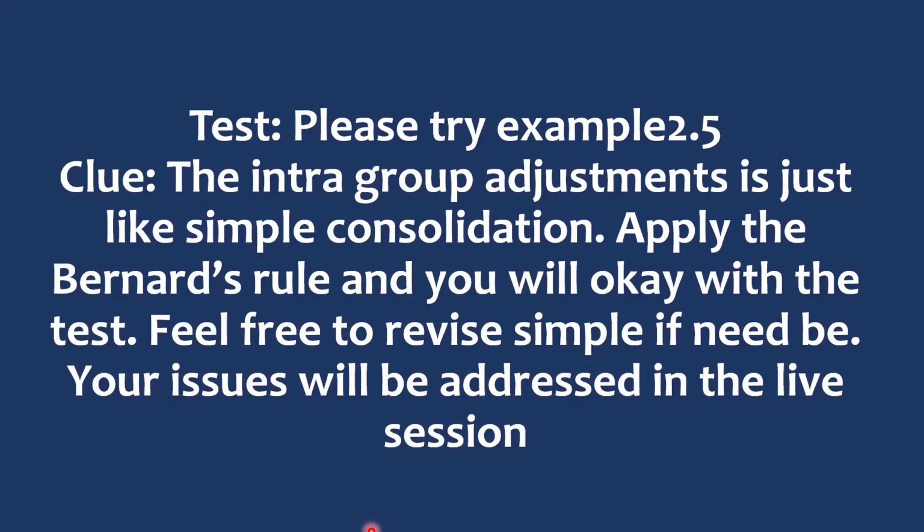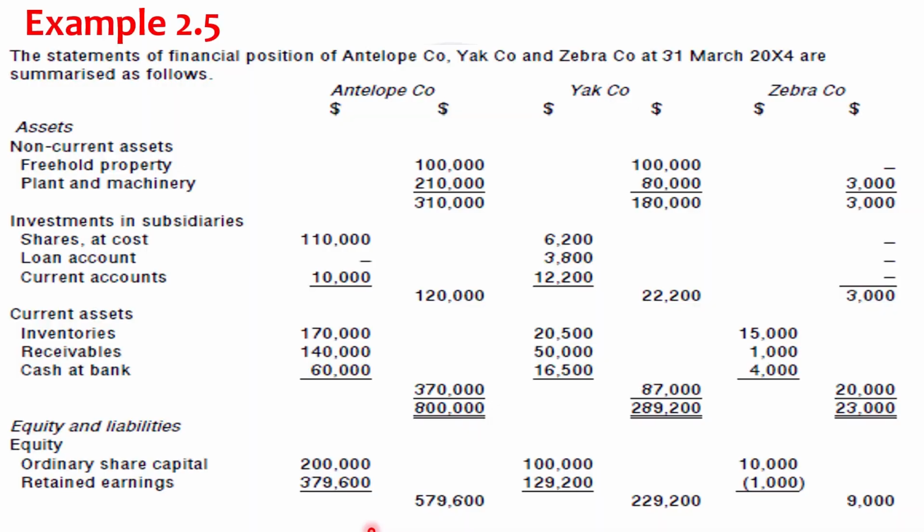The clue is that the intra-group adjustment is just like simple consolidation. Apply the burnout rule and you will be okay with the test. Feel free to revise simple group if need be. Your issues will be addressed in the live section, but you shouldn't have any issue because the question is very simple. We have the financial statements of Antelope, Young, and Zebra as at 31st March 20x4, summarized as follows.